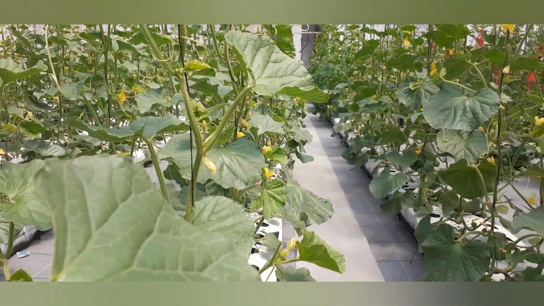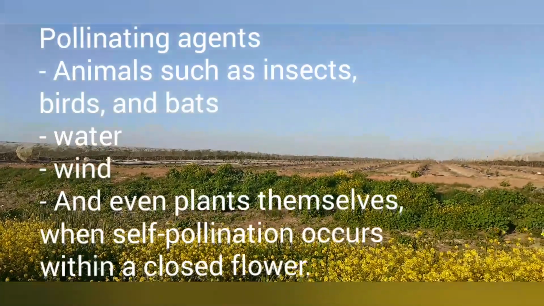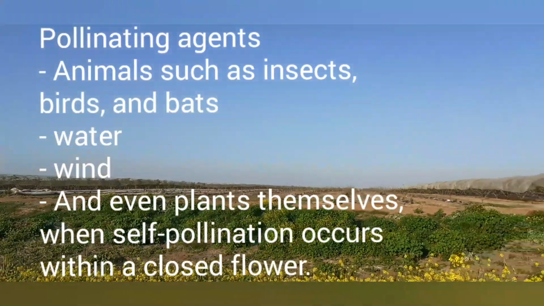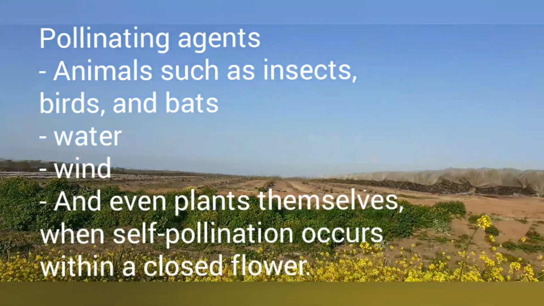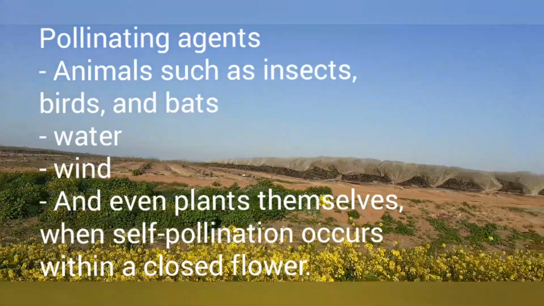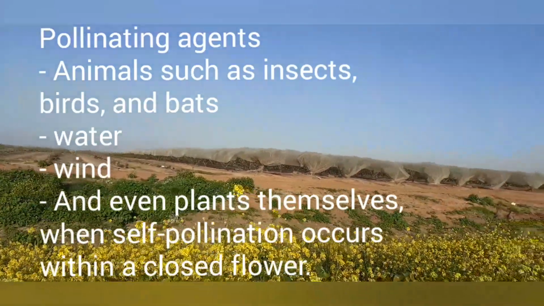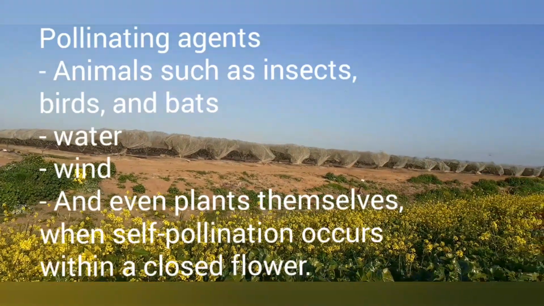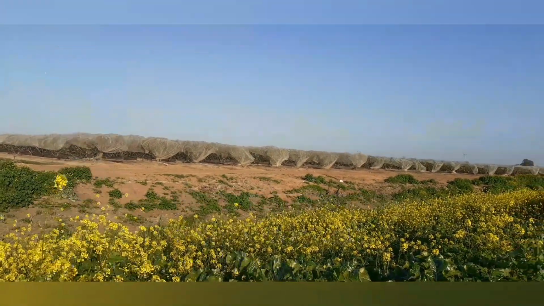We have different agents of pollination, such as animals, including insects, birds and bats, but also water and wind can be agents of pollination. Also plants themselves, for some families like tomatoes, can pollinate themselves. But here I will show you hand pollination, how it is done and how it is effective.